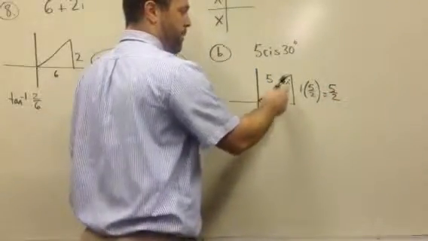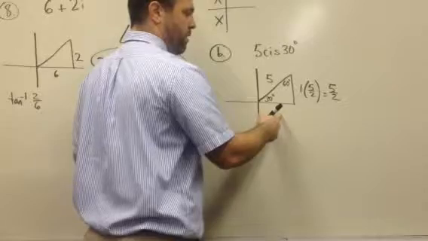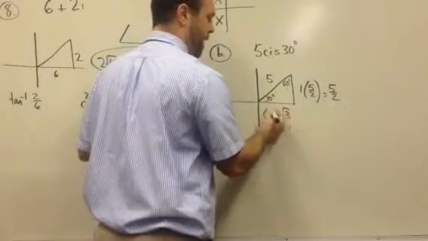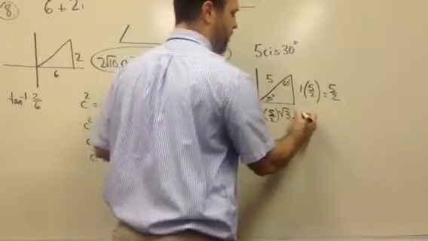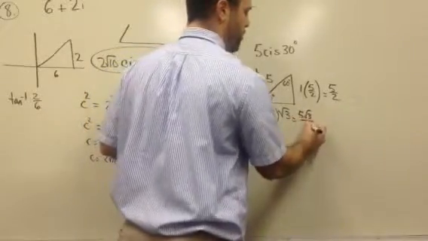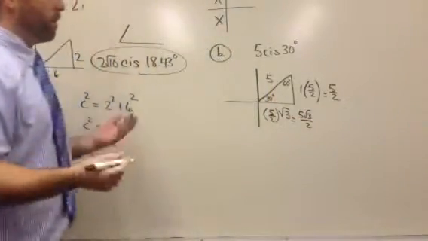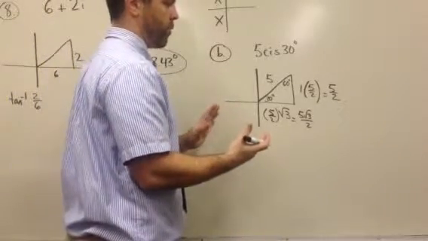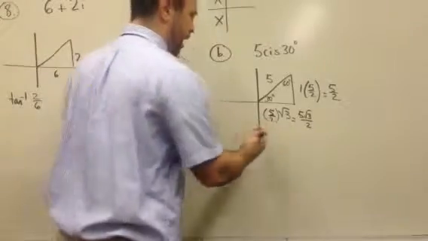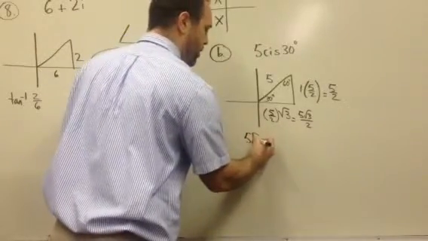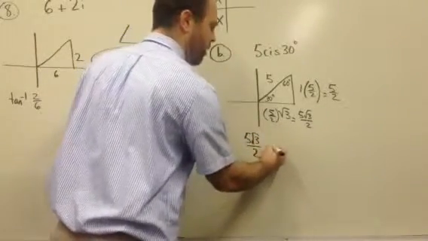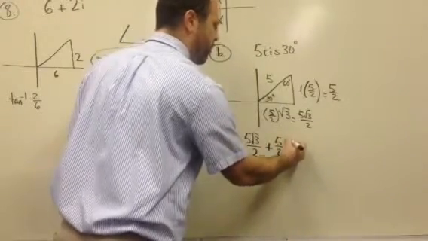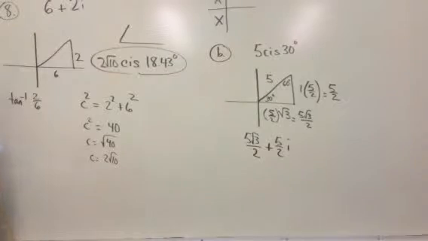All right, then this would be opposite to 60 is square root of 3, but then we have to multiply it by 5 halves. So we get 5 square roots of 3 over 2. Okay, now write this in the proper form. What comes first? The x or the y? The x, so it would be 5 square roots of 3 over 2 plus 5 over 2, and that's your imaginary number axis of 5 over 2i.